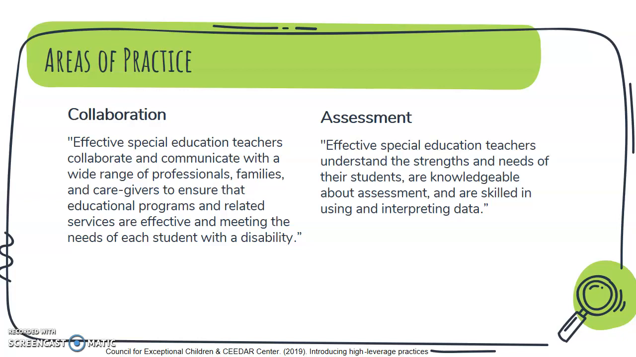To make the practices more understandable and easier to use, since there are 22 of them, you will see HLPs organized into 4 different areas of practice, with HLPs listed under each area of practice. The first area being collaboration. Effective special education teachers collaborate and communicate with a wide range of professionals, families, and caregivers to ensure that educational programs and related services are effective in meeting the needs of each student with a disability.